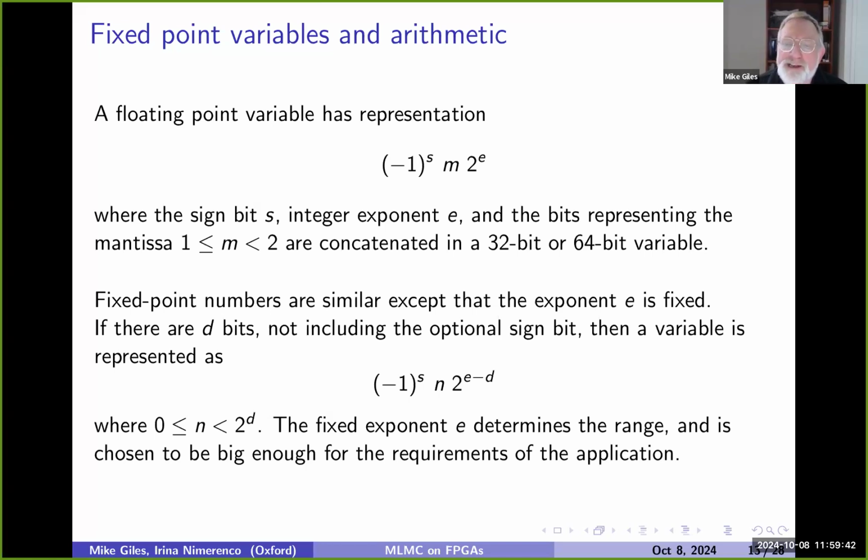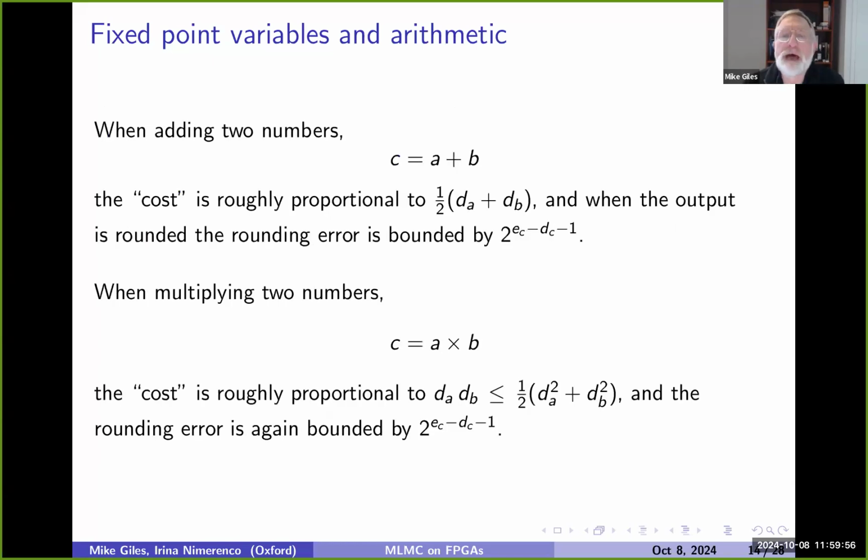And then d, that's something that we can optimize on, choosing how many bits, how much accuracy we want for the fixed point variable. Okay. Now, when we do an optimization, we're going to need a model for the cost and a model for the error. So when you're adding two numbers together, the cost is roughly proportional to the average of their lengths. I mean, if you think the way that you would sort of manually add two numbers together, hopefully that seems sort of intuitively natural as a cost.